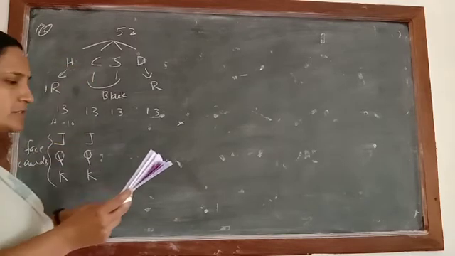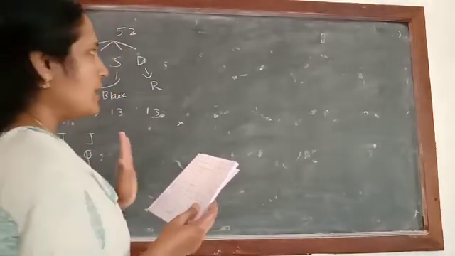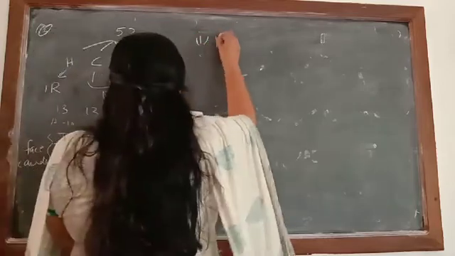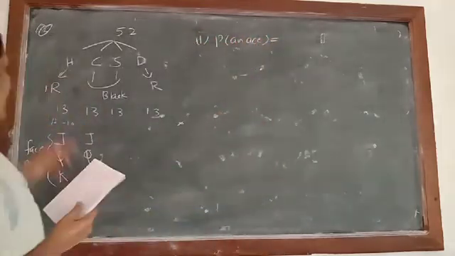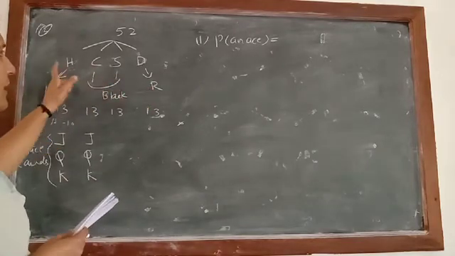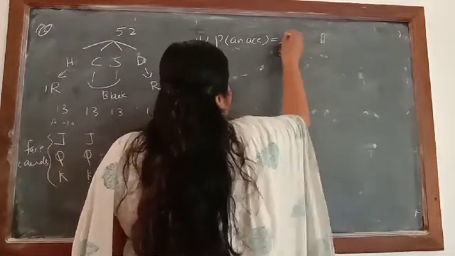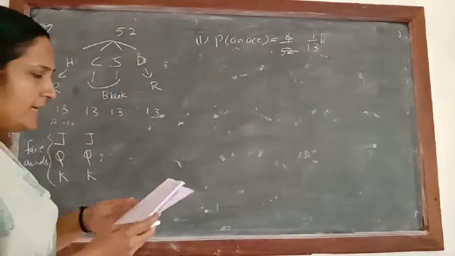What is the first question written there? Total how many cards are there? 52 cards. So total outcome is equal to 52. Now first it is written probability of an ace there. So in each combination one ace will come. So how many aces will be there? Yes, 4 aces will be there. So probability will be equal to 4 by 52, which is equal to 1 by 13.